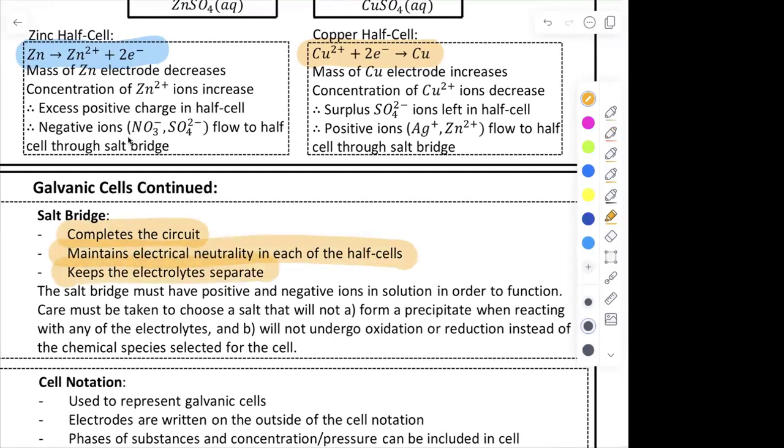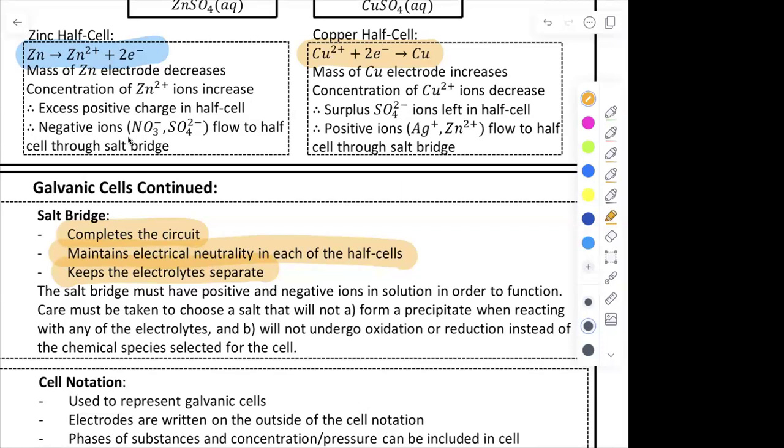And that's one of the most important things, because sometimes you don't want that reaction to happen in the containers. You want it to happen through the external circuit, because the external circuit is where I want my electrons to flow, so I can use them. All right, then again, the salt bridge must have positive and negative ions in solution in order to function. That's why it's called a salt bridge. Salt bridge doesn't mean NaCl, doesn't mean table salt. It means an ionic compound in aqueous solution. That's the salt bridge, right?